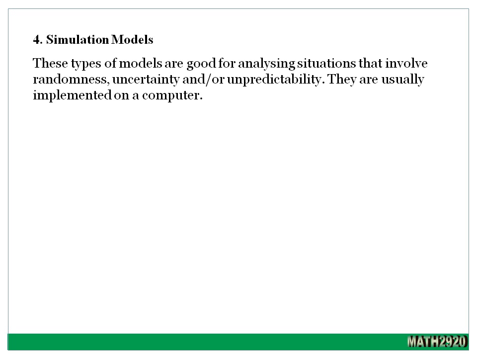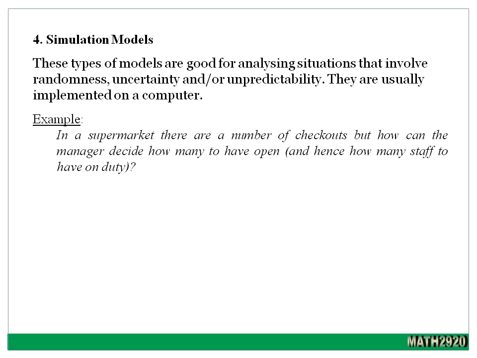Okay, so our next category of model are simulation models, and really they're nearly always computer simulation models. These types of models are really good for analysing situations that have randomness, uncertainty and unpredictability, because with a computer model you can run the model 1,000 times and get an idea on average of what's going to happen. So for an example, in a supermarket there are a number of checkouts, but how does the manager decide how many to have open? Well, a simple way to do this would be to create a simulation.